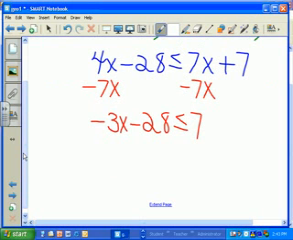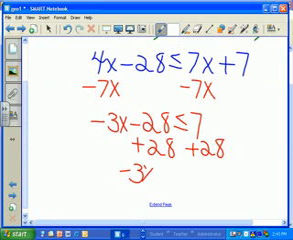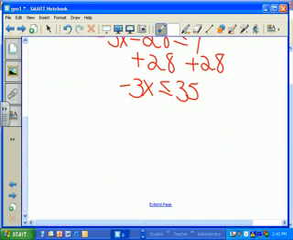Now I need all my x's on one side. I've chosen the left, all my constants on the other side. So to get rid of minus 28, I'm going to add 28. And you must keep a balanced teeter-totter, so do the same thing to each side. Negative 3x is less than or equal to 35.